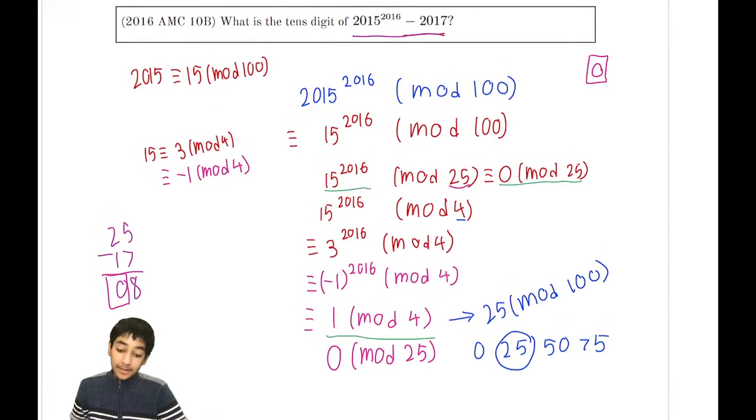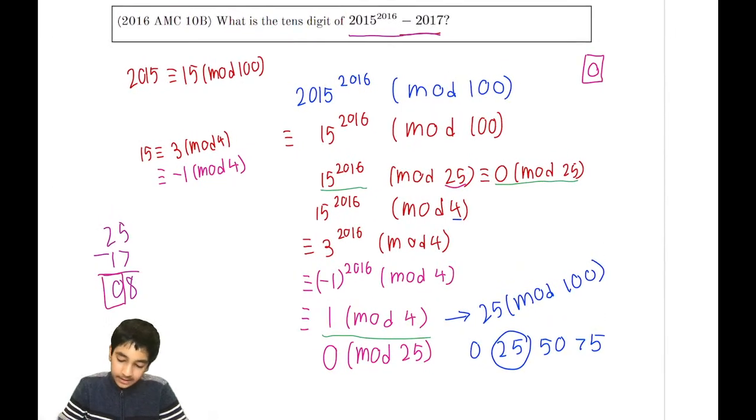And even though it took a long time to explain this problem, really it's pretty simple. If you just think, oh, mod 25 is 0, mod 4 is just negative 1 to the 2016, which is 1. So it's really a pretty simple problem once you get the hang of applying the Chinese remainder theorem.